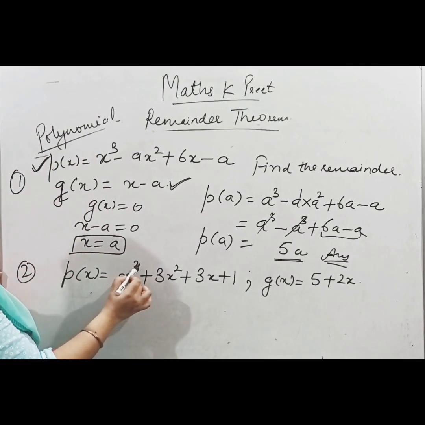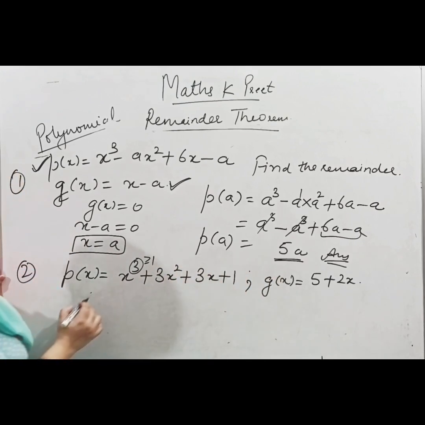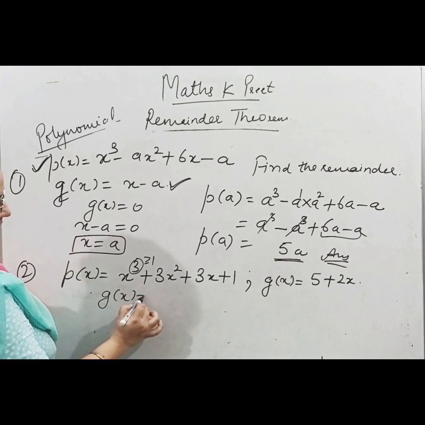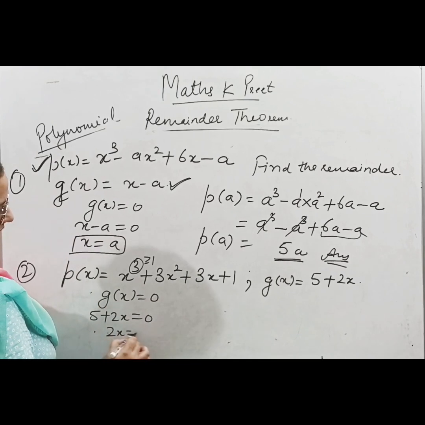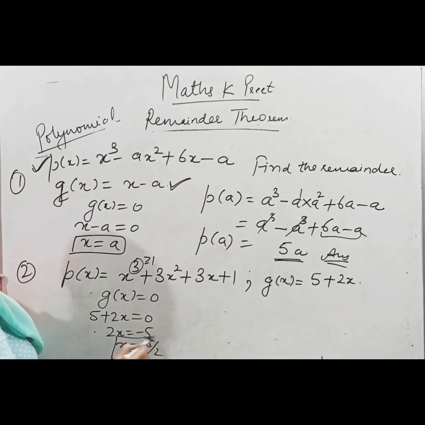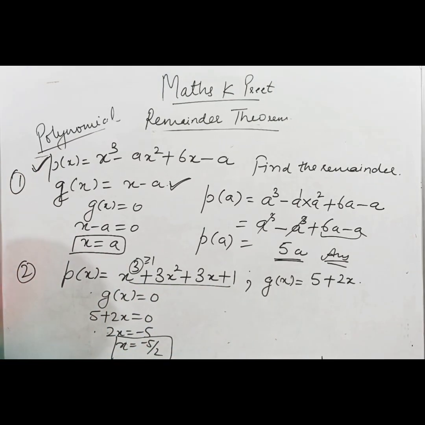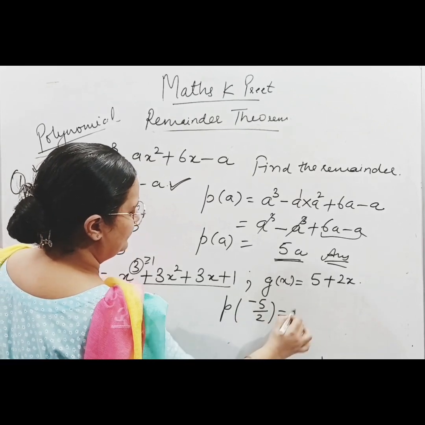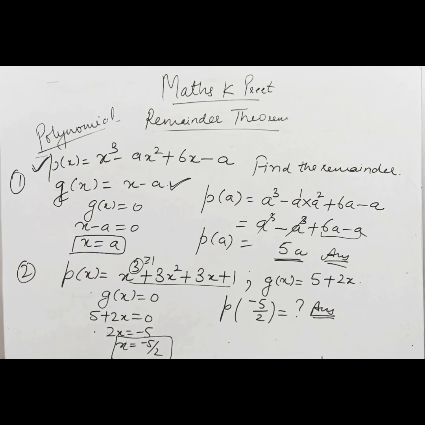What we will do, just the degree is 3, which is greater than or equal to 1, and this is a linear polynomial. We can use the remainder theorem here. We will equate g of x to 0 to get the value of x first. So 2x equals minus 5, x equals minus 5 by 2. Just put this value x equals minus 5 by 2 in this polynomial and get the result. We will get p of minus 5 by 2, and whatever you get will be your remainder as the answer.